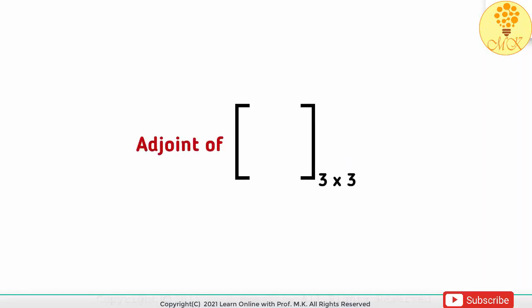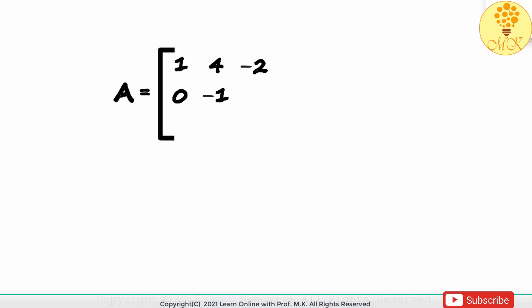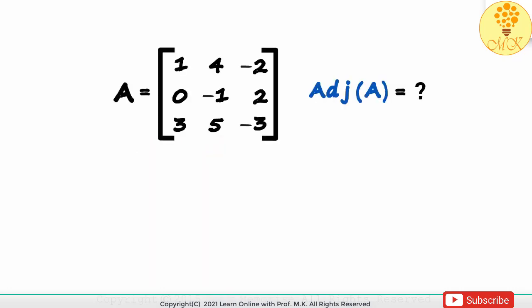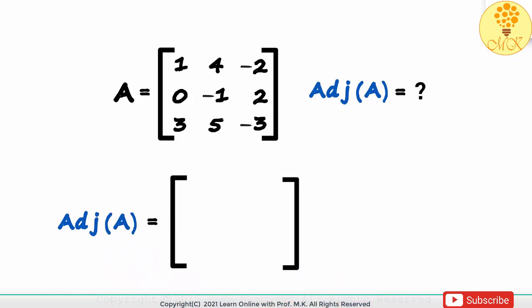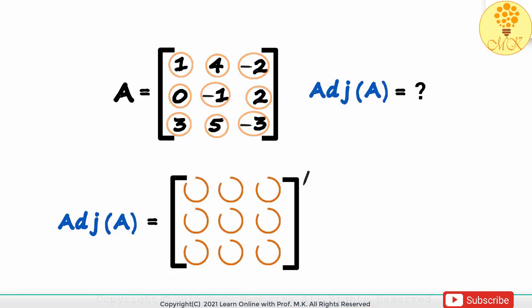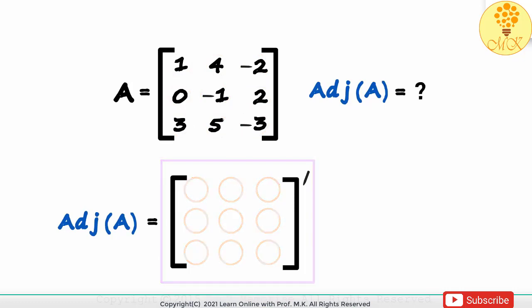Find the adjoint of a 3 by 3 matrix. Given a 3 by 3 matrix, we need to find its adjoint. Let's write it here. To find the adjoint of A, we need to find the matrix of the cofactors of each of its elements first and then take the transpose of that matrix. So we write the cofactors of each of these 9 elements here and find the transpose.